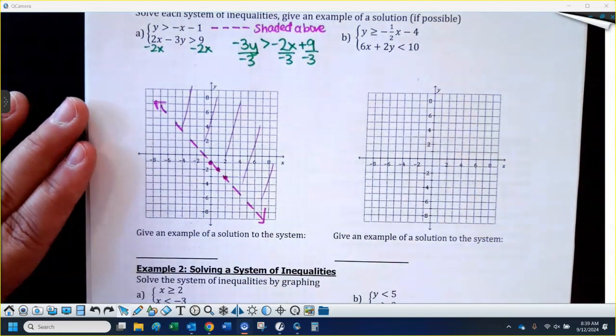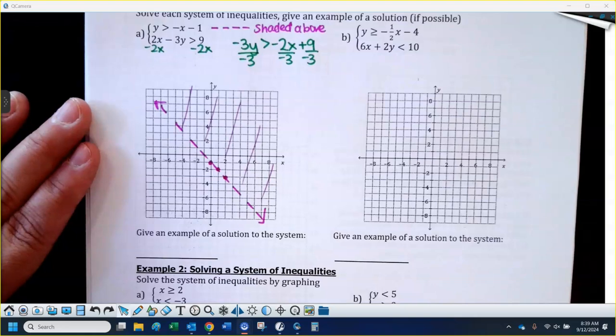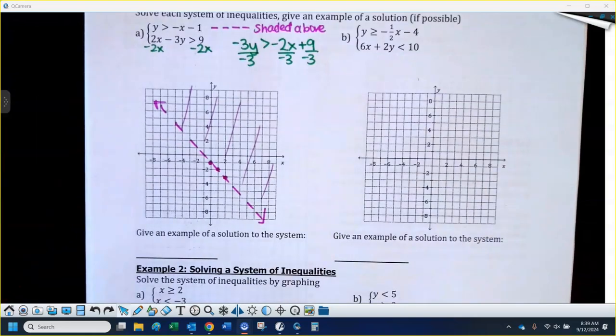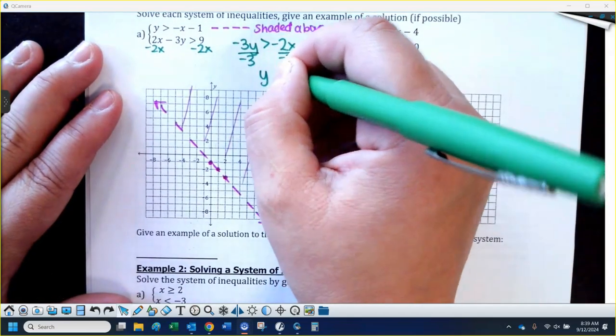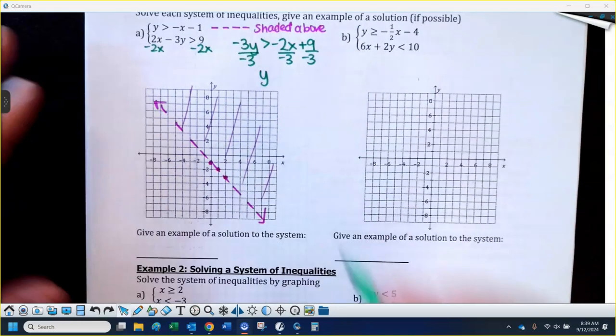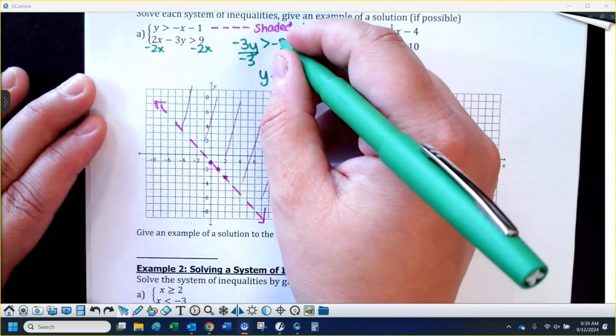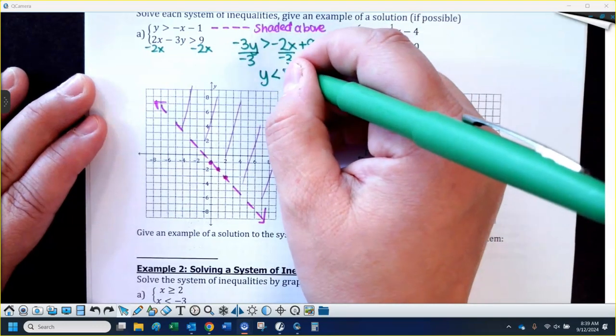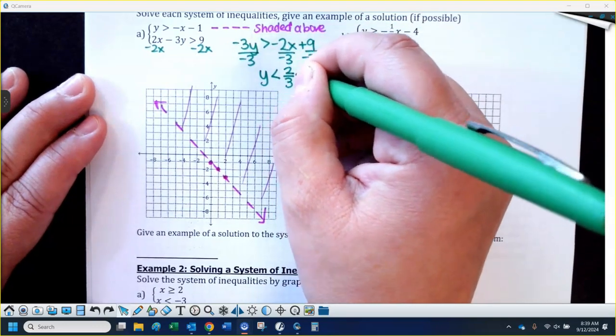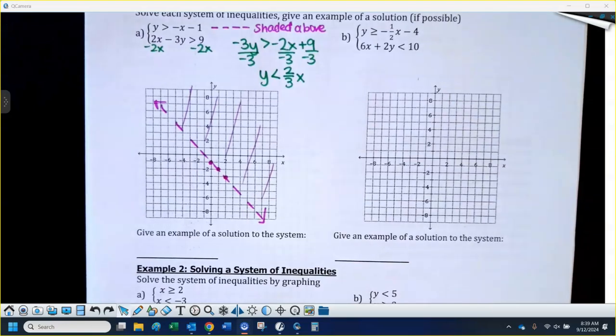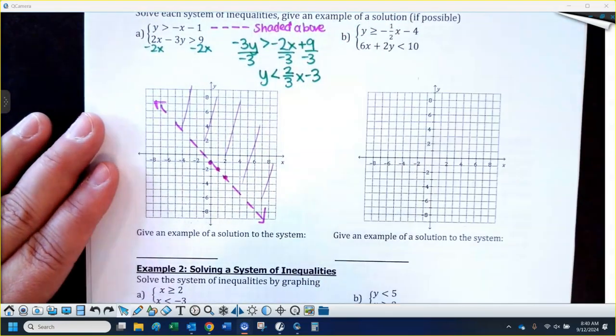If I divide everybody by negative 3 in an inequality, what do I have to do? What do we have to do if you divide by a negative? Okay, good. I had her flip the sign. Do not forget to do that because that'll change your shading. So this is going to become y is less than. Now, negative 2 divided by negative 3 turns into positive 2/3. I'll pull the x to the side. That's your slope. And then 9 divided by negative 3 is minus 3.